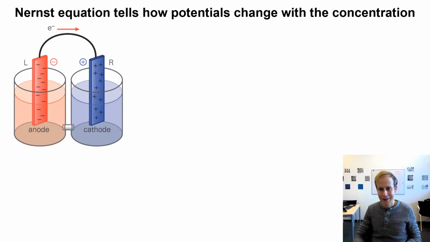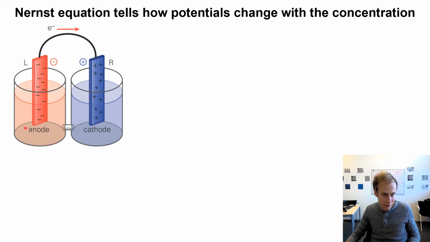Okay, so now let's talk about the new content of this knowledge clip, which is the dependence of the cell potential on the concentration of the reactants. So here we have a generic electrochemical cell with an anode and a cathode.